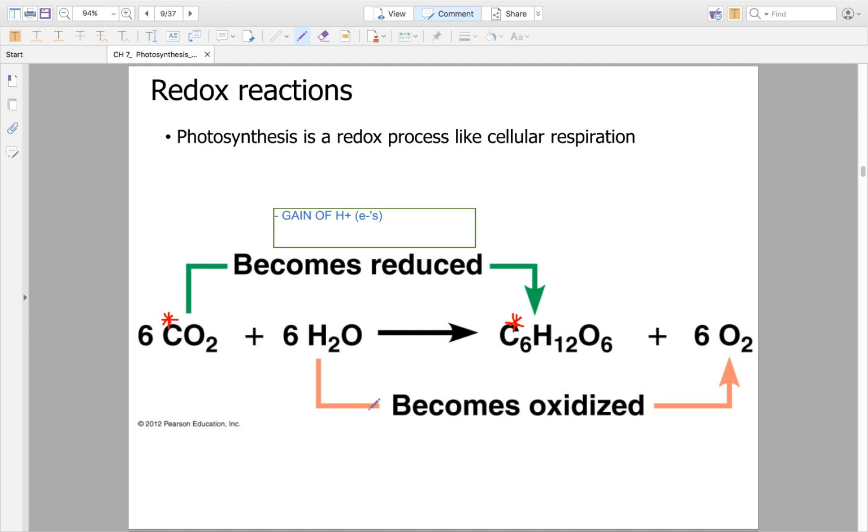Now, water. Water has 12 hydrogens, this one in particular, because it's 6 H2O. And it eventually becomes 6 O2. So what has happened here? What's the point? It's become oxidized, and what does that mean? This is the loss of hydrogens, and again, more specifically, electrons.